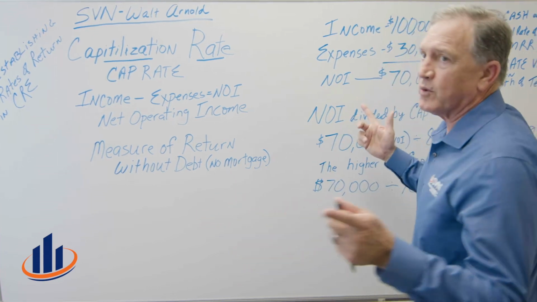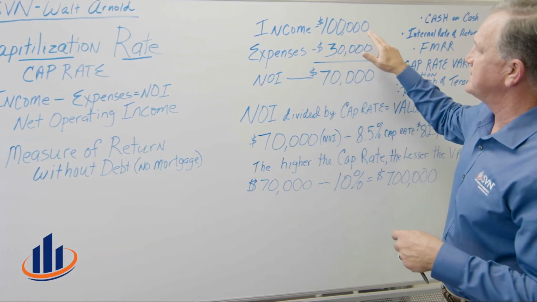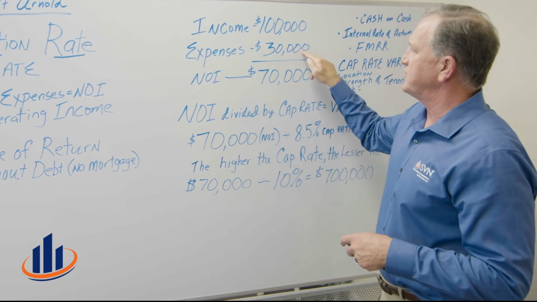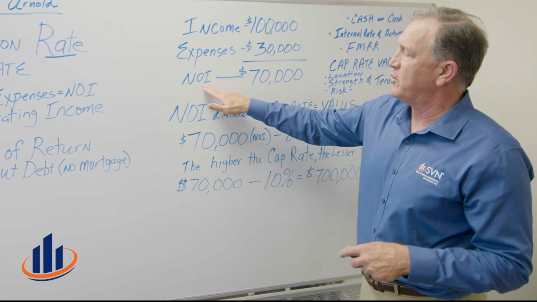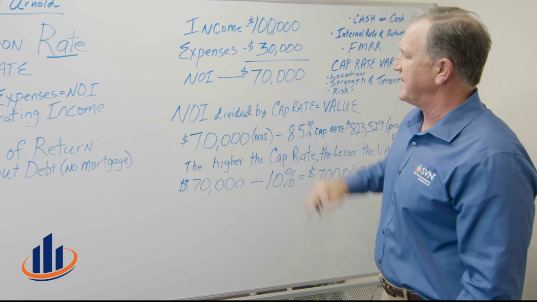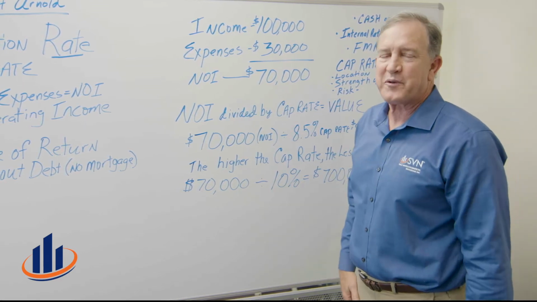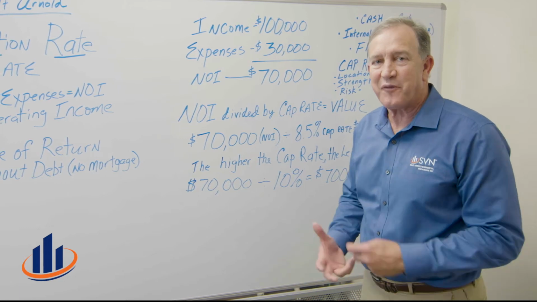So let's break it down a little bit more. Take the income, which is, say this property produces $100,000 a year in income. Expenses are $30,000 a year. My NOI, my net operating income, is $70,000. So then I have to figure out, okay, how do I get to the cap rate? What does that mean? What's all that about?